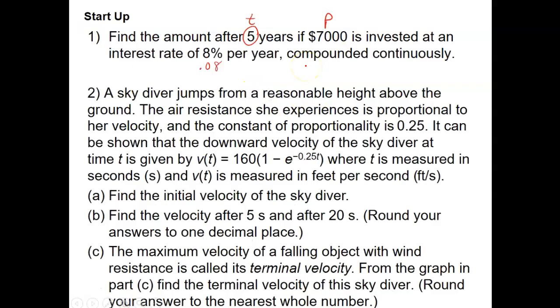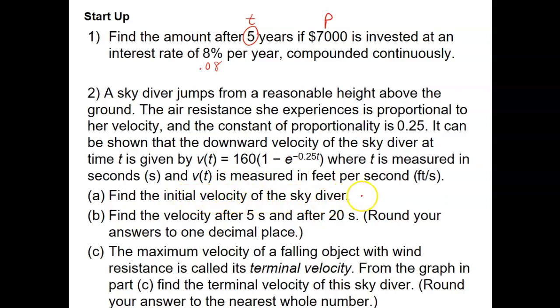answer. For the second one, a skydiver jumps from a reasonable height above the ground. The air resistance she experiences is proportional to her velocity, and the constant of proportionality is 0.25. It can be shown that the downward velocity of the skydiver at time t is given by this equation, where t is measured in seconds and v of t is measured in feet per second. Find the initial velocity of the skydiver.